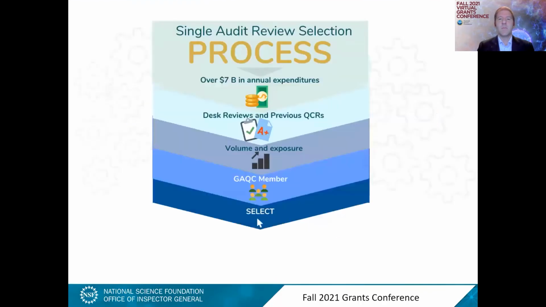There is a separate process for selecting single audit reviews. Each year, 85 desk reviews are completed and 2 to 3 in-depth quality control reviews. Selection factors for these audits include things like prior single audit results, results of prior desk reviews and quality control reviews, as well as the audit firm's characteristics, for example, their risk exposure to NSF funds. And we also look at things like whether the auditor is a member of the Government Audit Quality Center.